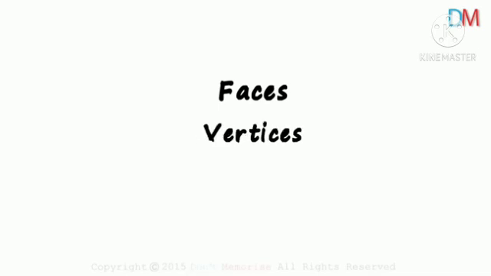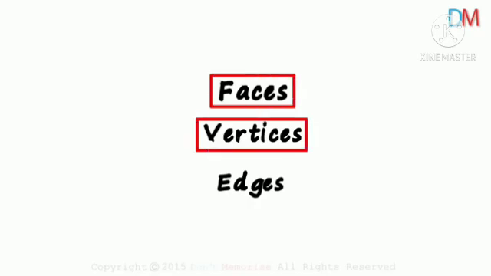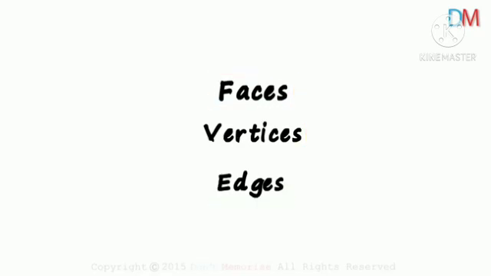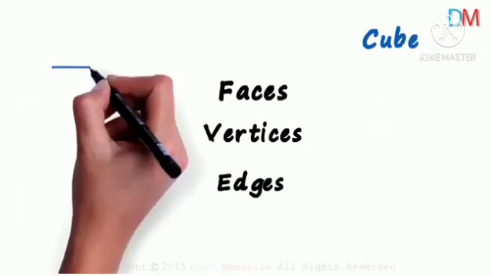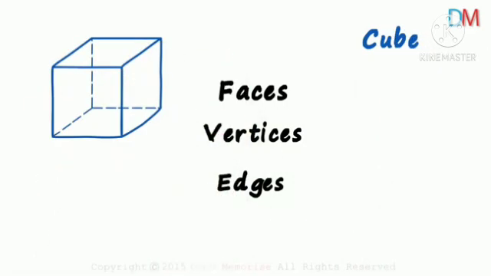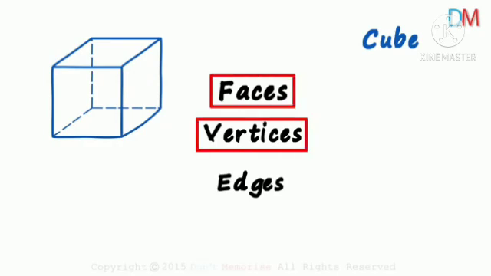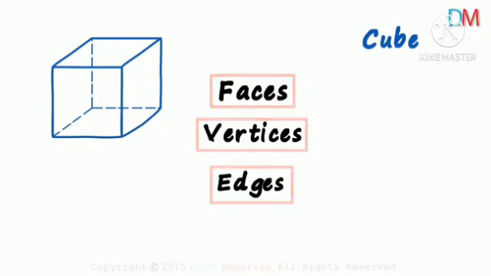Is there a relationship between the faces, vertices, and edges of a straight-faced solid? Every straight-faced solid has faces, vertices, and edges. Take the example of a cube. This is how its three-dimensional view looks like. We need to find the number of faces, the number of vertices, and the number of edges in a cube.